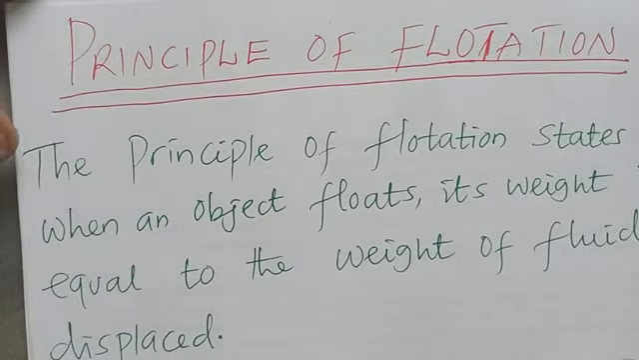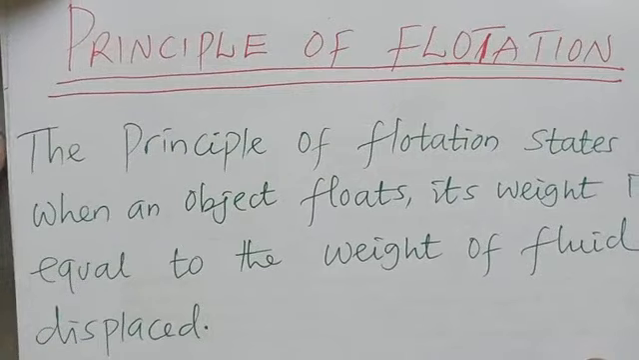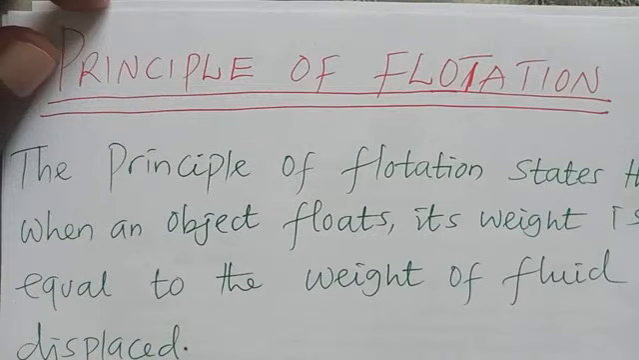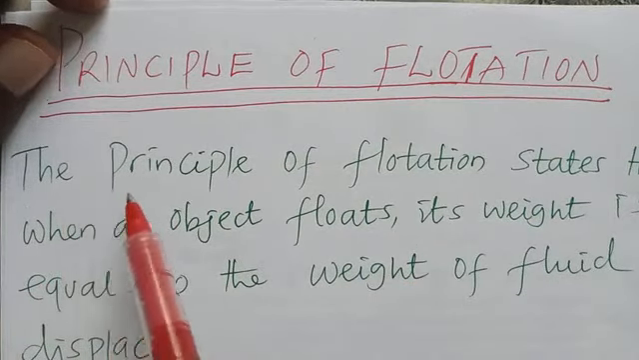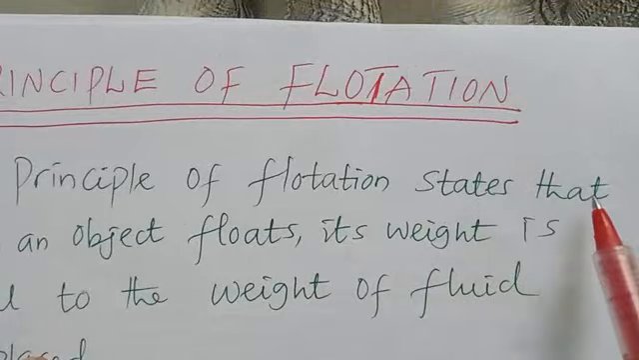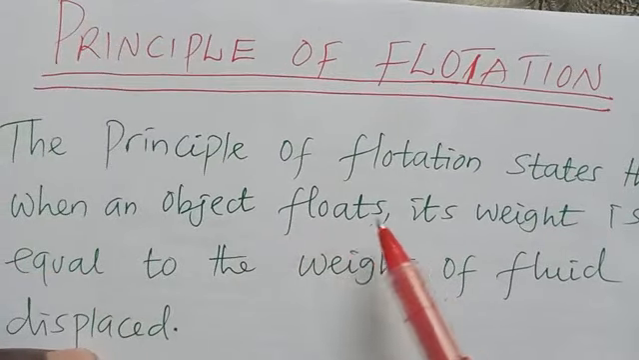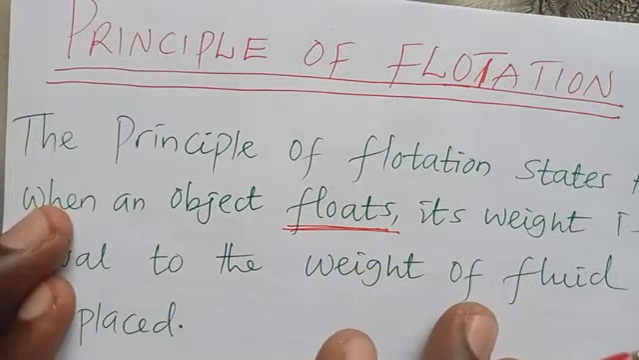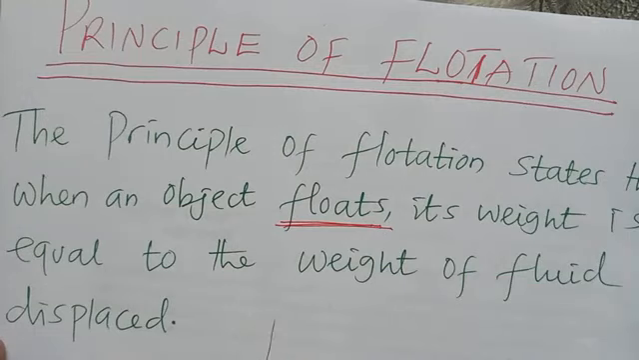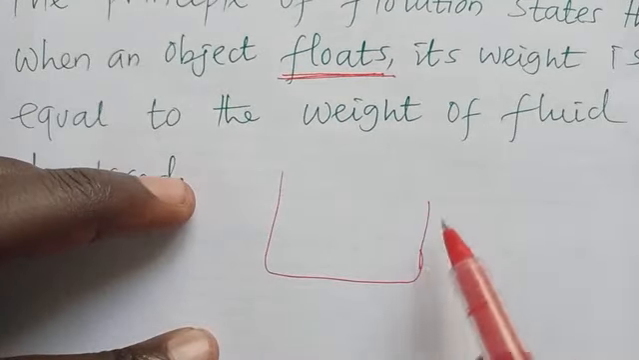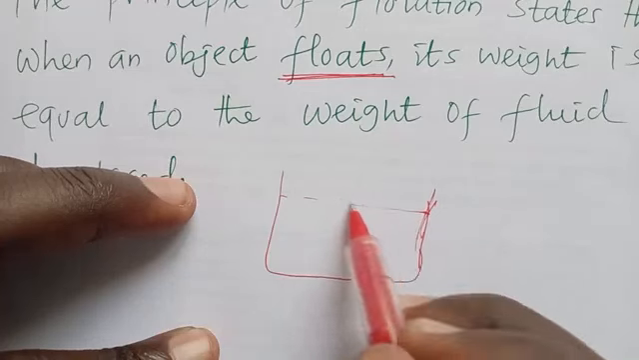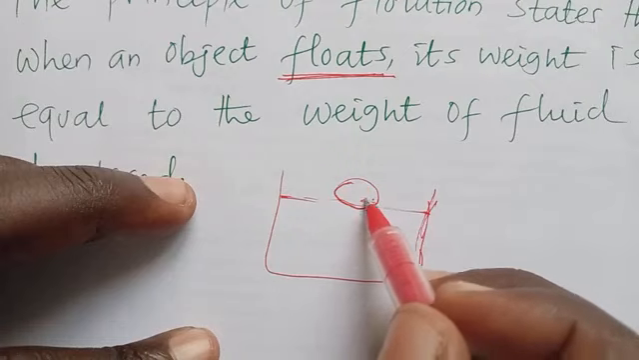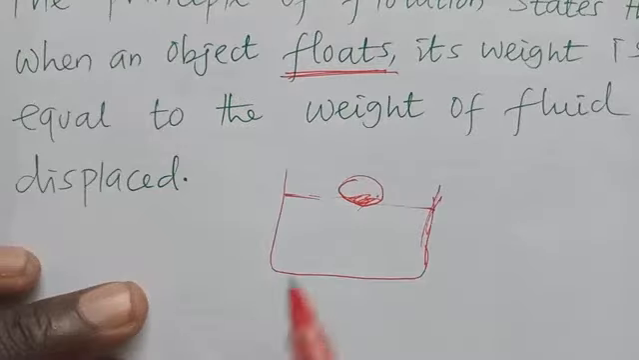Here is the principle of flotation, and it is a consequence of Archimedes' principle that we learned in the previous video. The principle of flotation states that when an object floats in a liquid or in gas, let's say you have a container of water here, and then you have an object on top of it. The object does not sink, it is floating on top of the liquid.